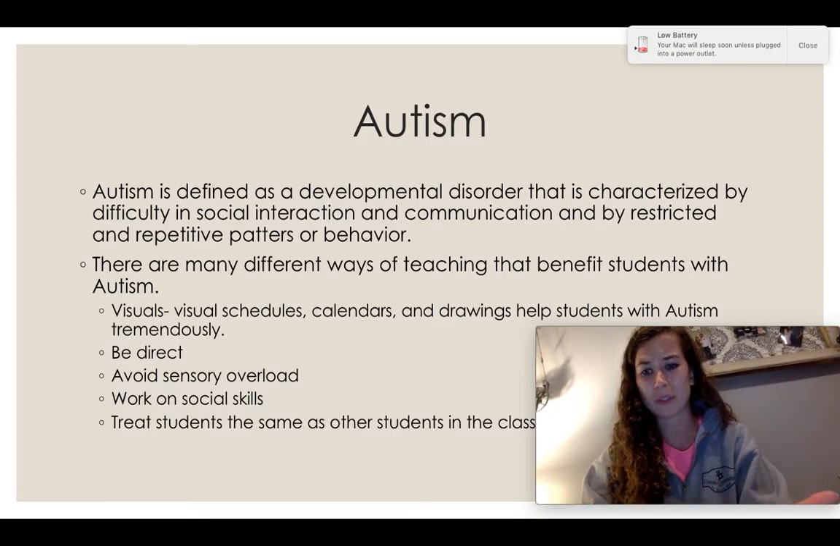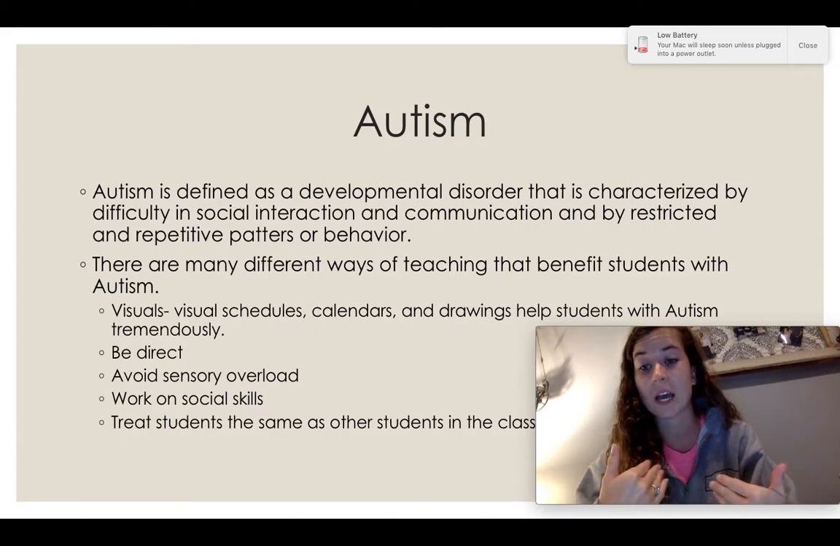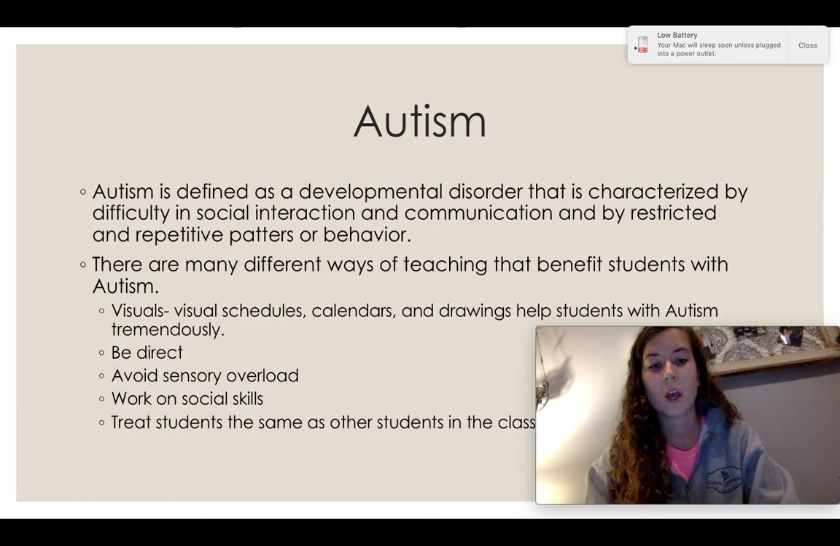Also, be direct with the student. Tell them exactly what you want, how you want it done. Being direct, that's how they need it done. Avoid sensory overload. Make sure there's not a lot of background noise. I know some kids with autism need light covers in the classroom. If that is the case, make sure you talk to your school about that so you can have what the student needs in the classroom.